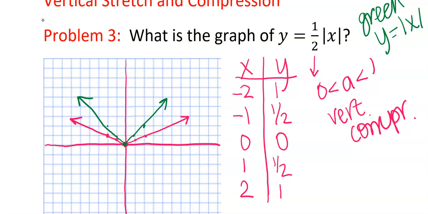So it starts at 0, so absolute value of 0 is 0, absolute value of 1 is 1, absolute value of 2 is 2, and then this function is half as big for the y values, so you would just divide those y values by 2. So they would be half as big. Bring it down and make it half as big.